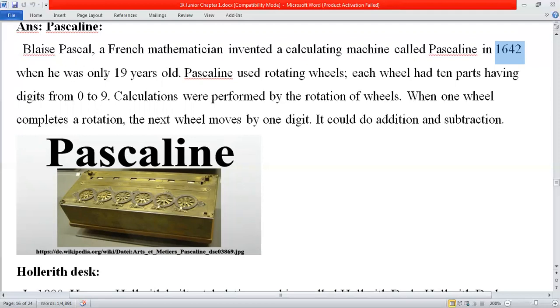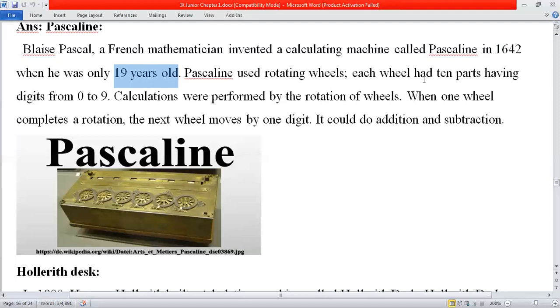Blaise Pascal, at the age of 19 years, tried to develop this machine. The Pascaline used rotating wheels. Watch over here, rotating wheels: 1, 2, 3, 4. The number of wheels in Pascaline devices differs in the different books. Some have 4, some have 6. Over here in this diagram, you will see that 6 wheels are there.